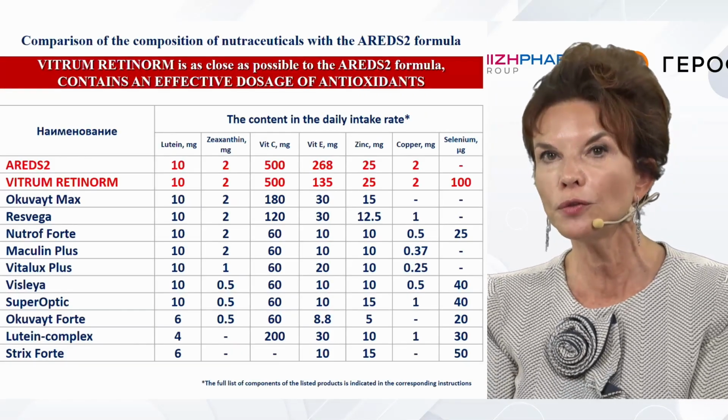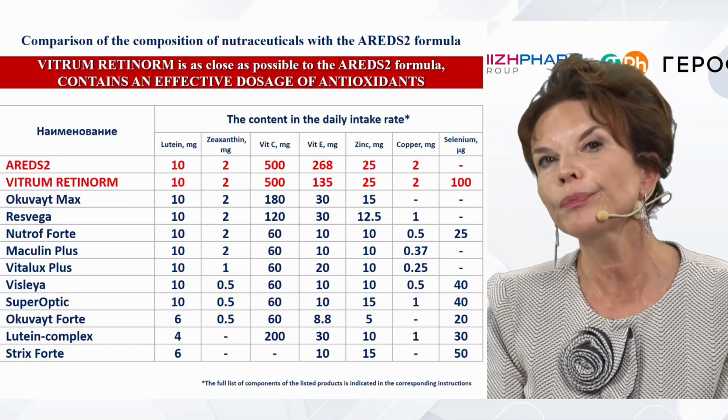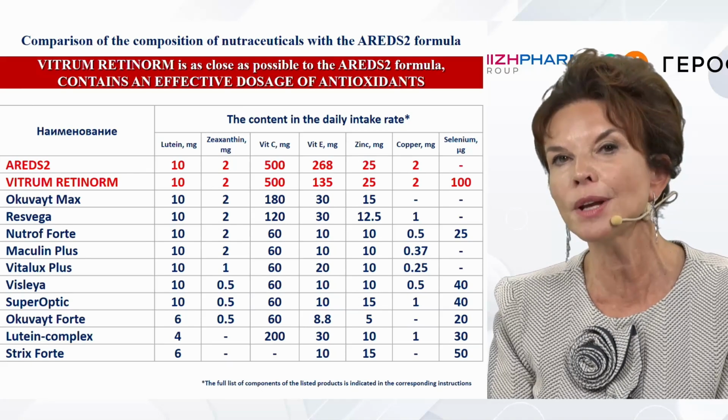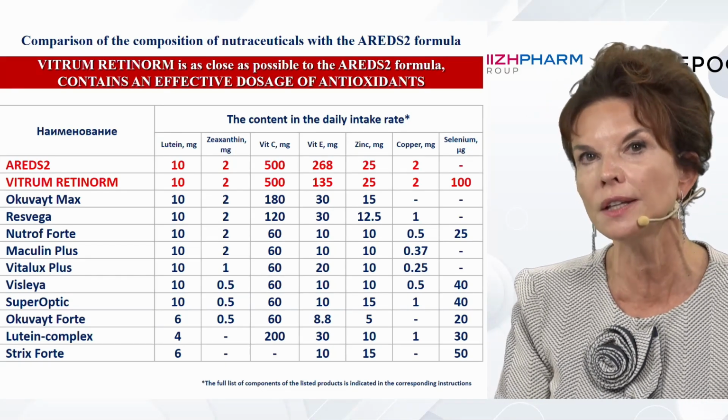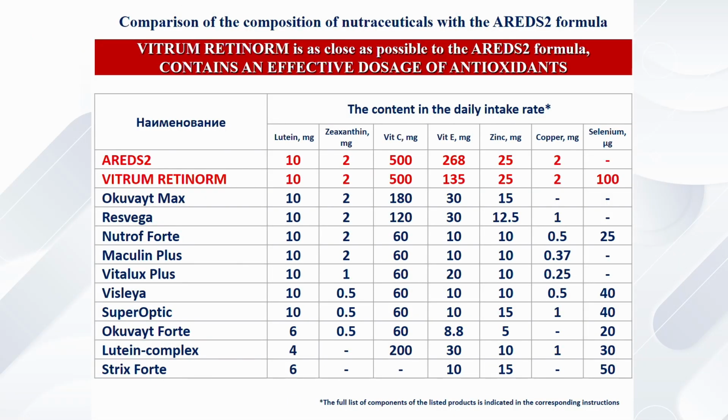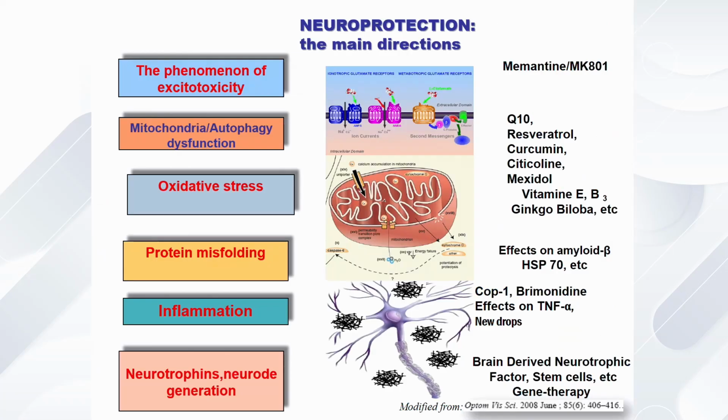because there were some problems with the urinary tract, well, it can cause cancer. Lutein was added, and zeaxanthin, and that's how they came to the formula shown here, and you can see Vitrum Retinorm repeats it, and it has advantages as compared to other drugs of the same group. And again, selenium is here in sufficient concentration. That means this drug can be administered to patients with glaucoma.